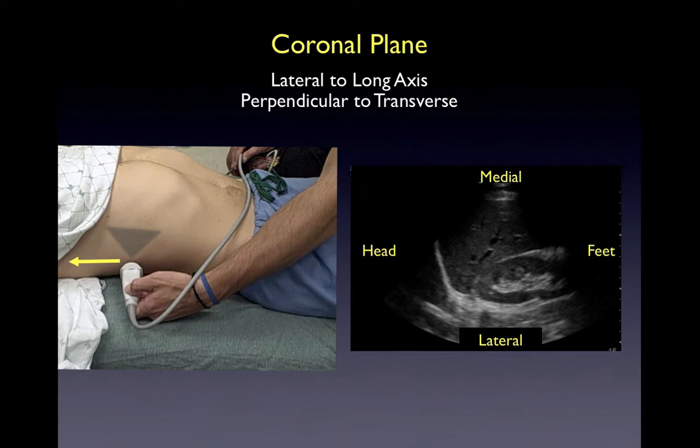If you look at the still image, you can see the probe marker where the dot is corresponds to the head. The other side is the feet. The top of the screen is medial or belly up, and the posterior part, or what's labeled as lateral, is deep to where the flank is.